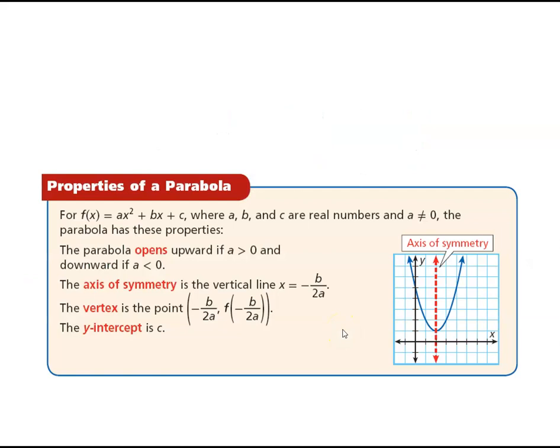Okay, so what are the properties of a parabola? It opens upward if a is greater than 0, but if a is less than 0, it goes downward. The axis of symmetry, again, is x equals negative b over 2a. The vertex is the point (negative b over 2a, f of negative b over 2a). And the y-intercept is c. So this is the thing that you need to remember.